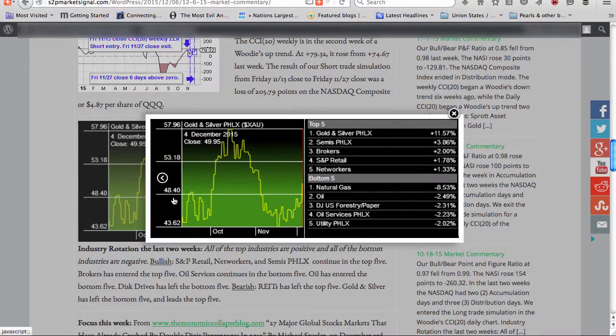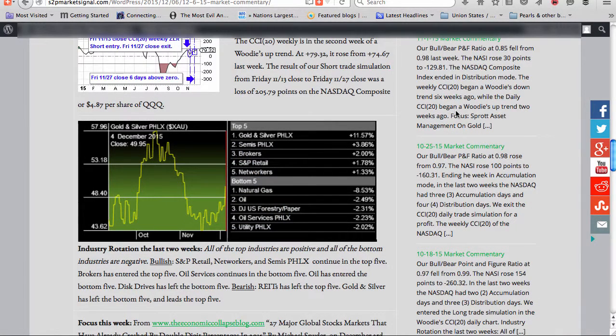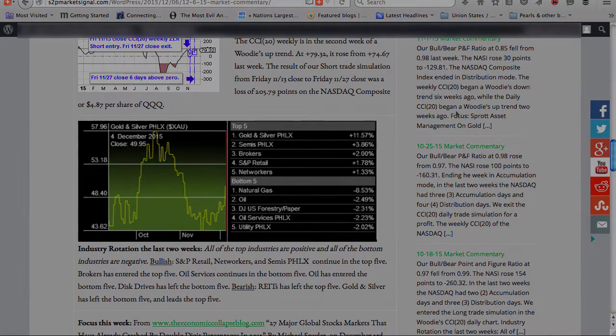Industry rotation the last 2 weeks. All of the top 5 industries are positive, and all of the bottom 5 industries are negative. Bullish S&P retail, networkers, and semis continue in the top 5. Brokers has entered the top 5. Oil services continues in the bottom 5. Oil has entered the bottom 5. Disk drives has left the bottom 5. Bearish REITs has left the top 5. Gold and silver has left the bottom 5 and leads the top 5.